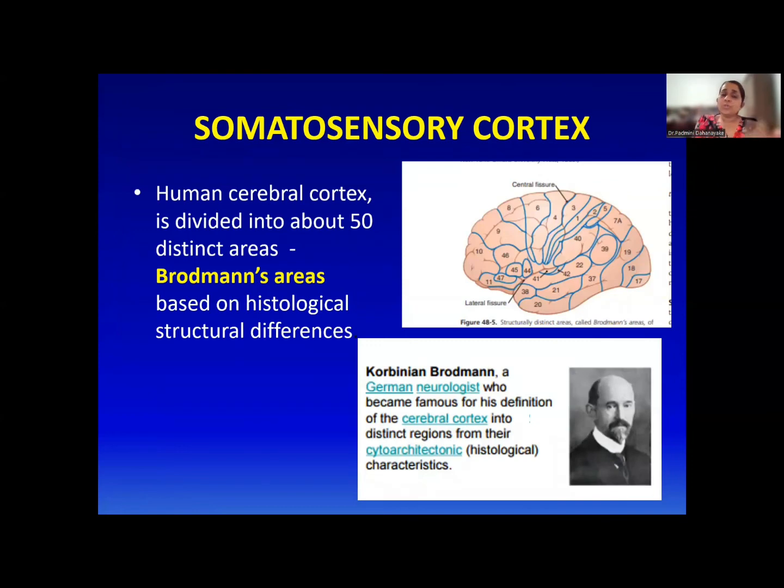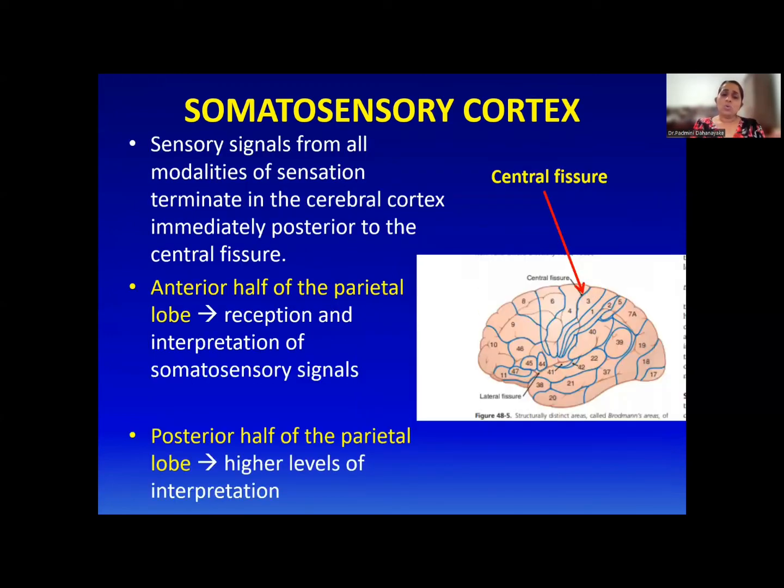If you talk about the somatosensory cortex, the human cerebral cortex is divided into about 50 distinct areas by a person called Brodmann. They are designated as Brodmann's areas based on histological structural differences. We will keep it aside for a little while, and talk about what will happen to the sensory signals now.